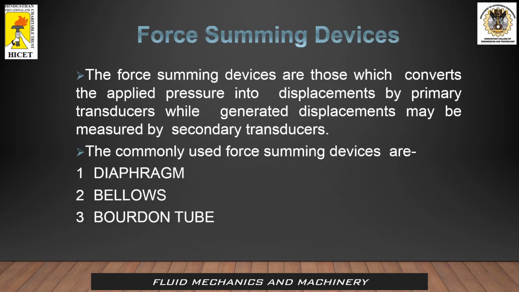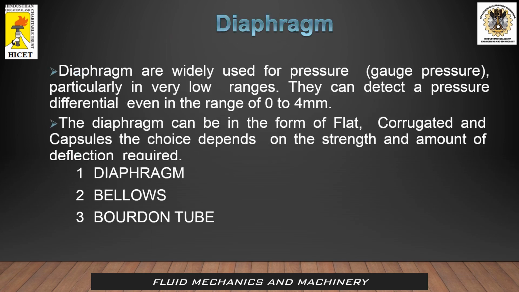Next, we are moving on to the dynamic pressure measurement devices, which are also known as force summing devices. The reason it has the force summing devices tag is that here the force acting on a particular body is summed or magnified. So commonly used methods are diaphragm type, bellows type, and Bourdon tube type of gauges.